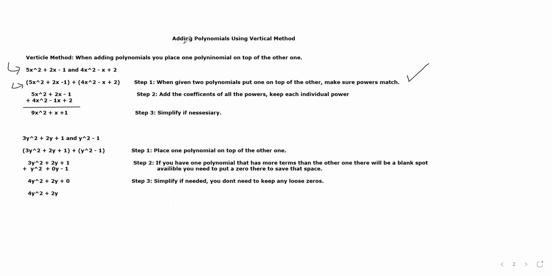I'm going to keep the one on the left where it is, and I'm going to move this one underneath it. Okay, that's all I did. I just moved the positions, and I ended up with 5x squared plus 2x minus 1 on top, and then I'm going to add 4x squared minus 1x plus 2 on the bottom. Once they're on the top and the bottom, I'm going to go ahead and add them vertically.